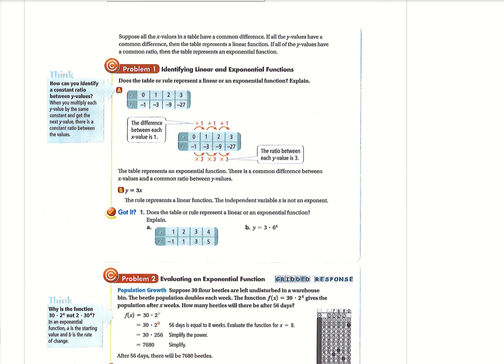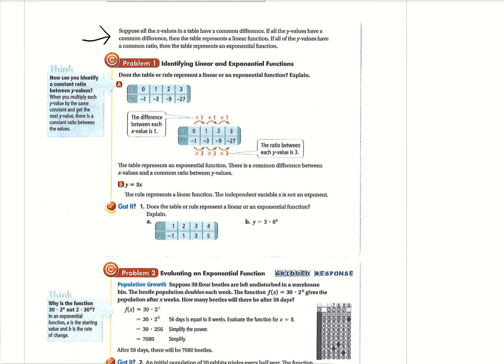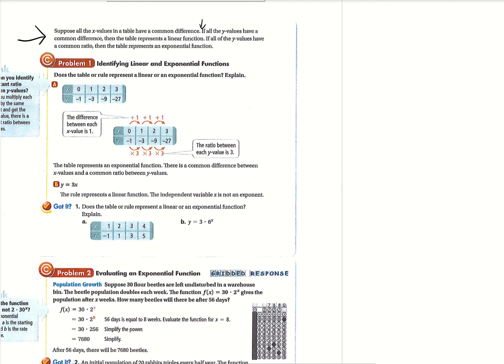All right, so when we actually look at what makes them different, why exponential functions curve, I think this little paragraph in your book, on page 454 by the way, sums it up pretty well. If I start right here, it says if all the y values have a common difference, then the table represents a linear function, right? That's what we've looked at in the past. And then if all the y values have a common ratio, then the table represents an exponential function. So problem 1 really shows that pretty well, especially with example A.